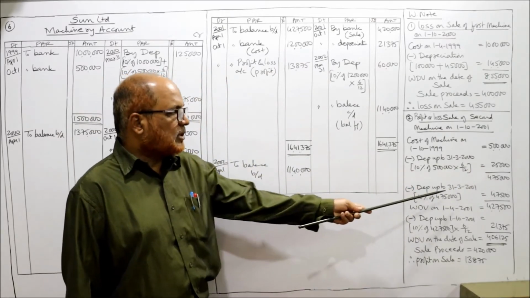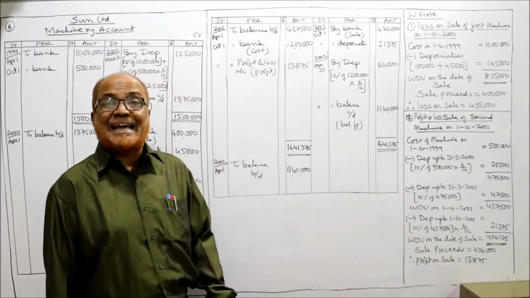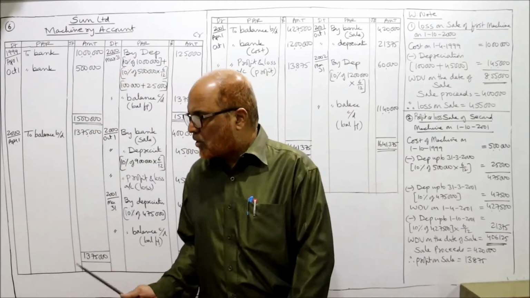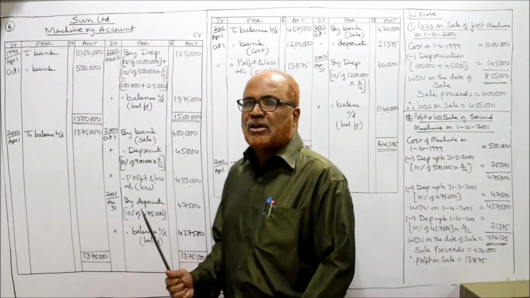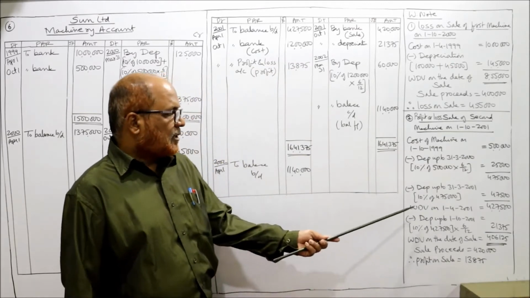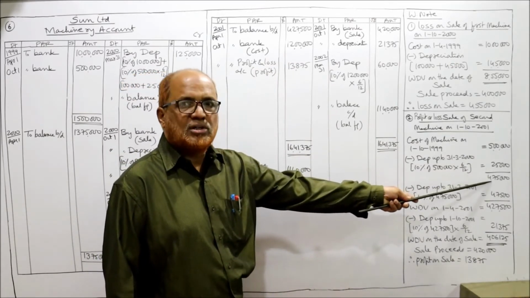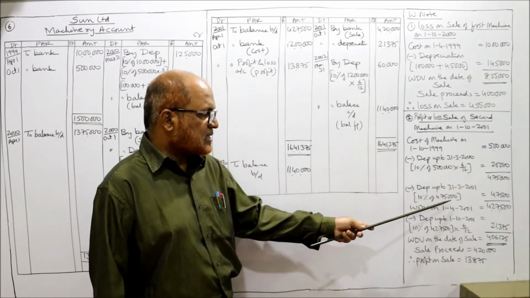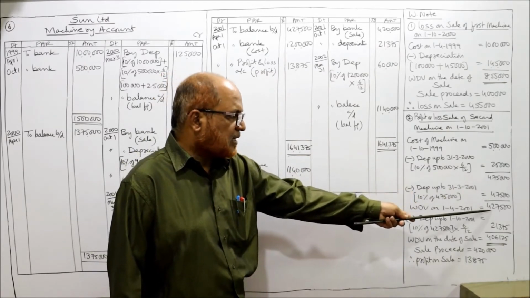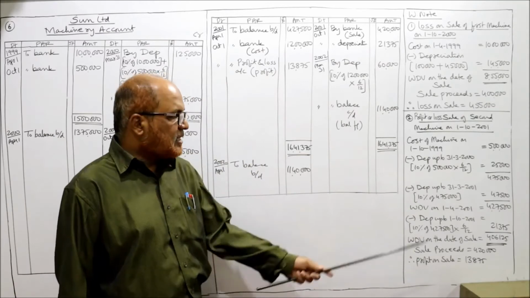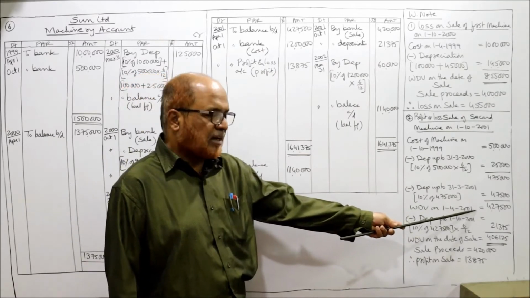Now depreciation up to 31st March 2001, second year. Second year depreciation already you have provided here, 47,500. How? 10% of 4 lakh 75,000. Here 4 lakh 75,000 you got. 10% of 4 lakh 75,000, 47,500. Subtract it, 4 lakh 27,500. This is the WDV on 1/4/2001.